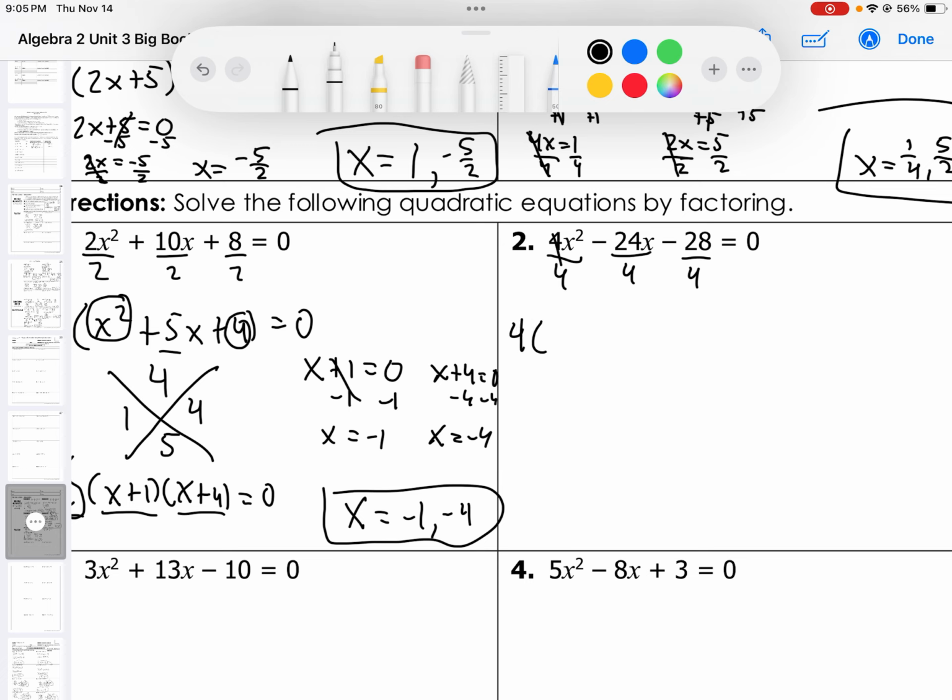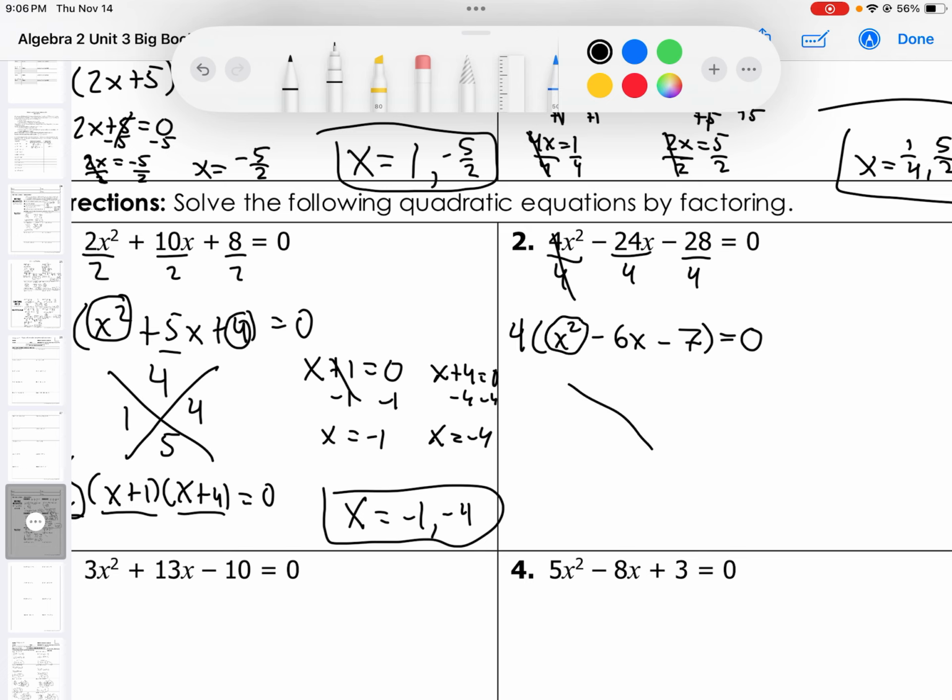4x squared divided by 4 will give me just x squared. Negative 24x divided by 4 would give me negative 6x. And negative 28 divided by 4 would give me negative 7. This is what I'm going to get after I take out the greatest common factor of 4. Again, just like the last one, once I've taken out that greatest common factor, I'm going to have just x squared here, so I don't need to do the box.